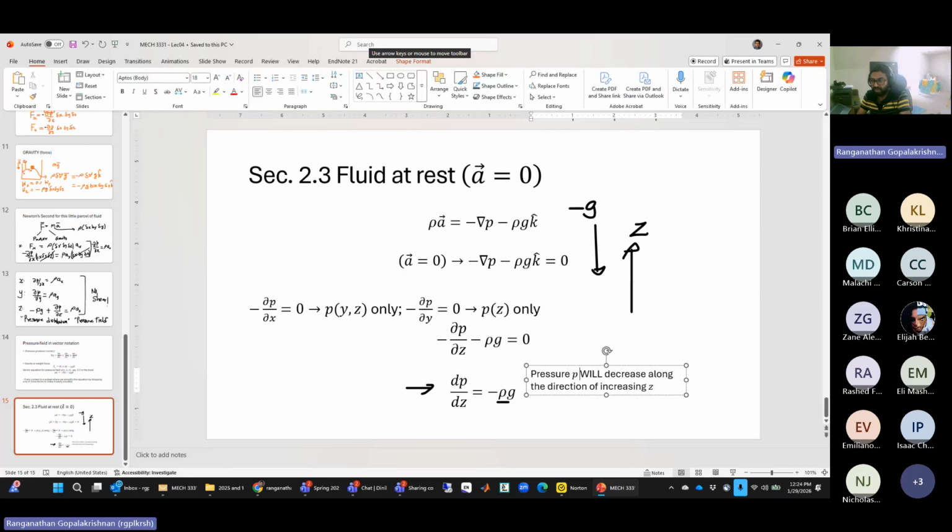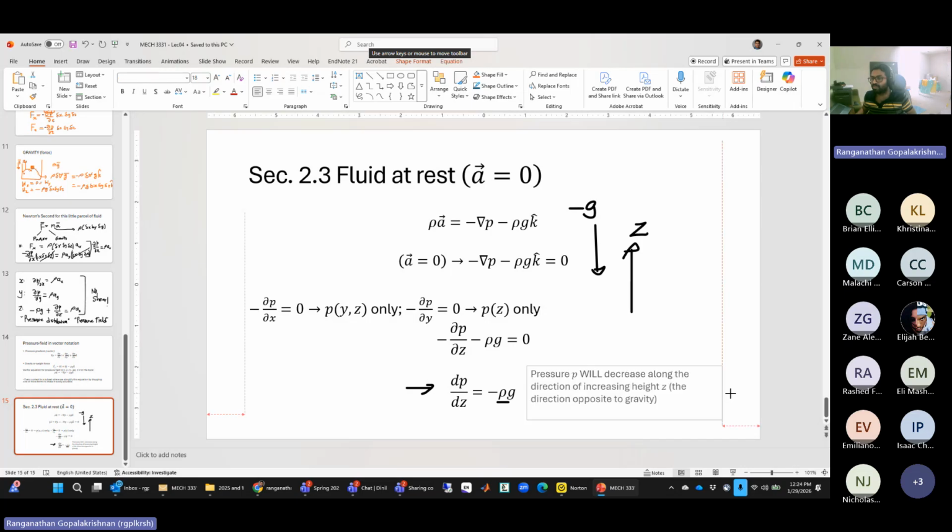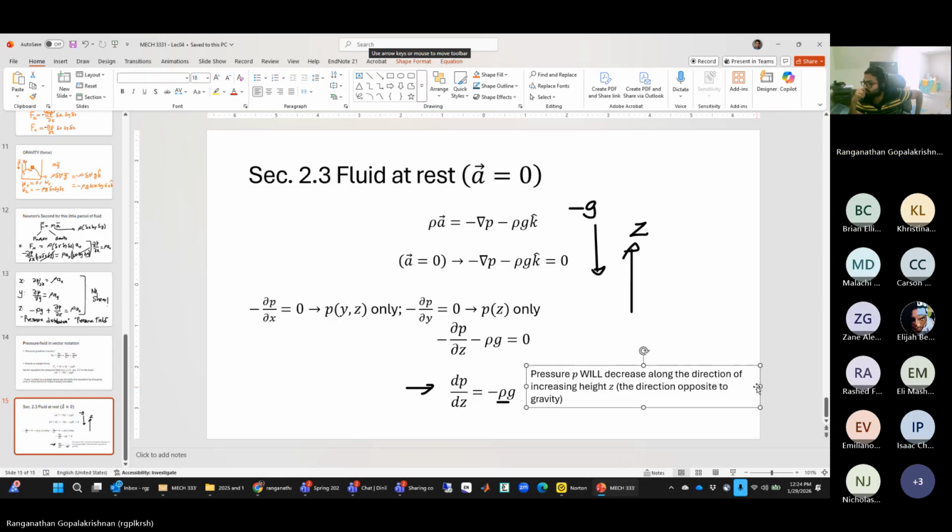The pressure will decrease along the direction of increasing height, Z, that is the direction opposite to gravity. That is, if you go up opposing gravity, pressure will decrease. Is that relatable? Is there anywhere that you have felt that you are climbing higher and pressure feels lower? Is that something any of you experienced in real life?